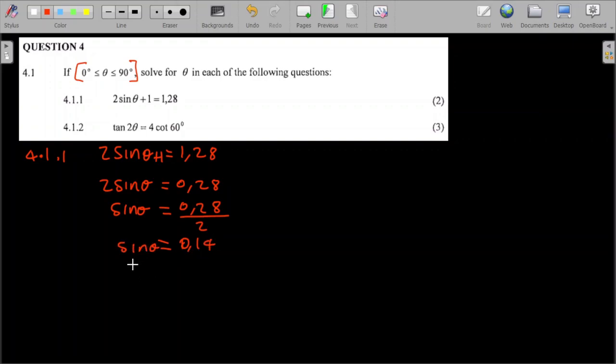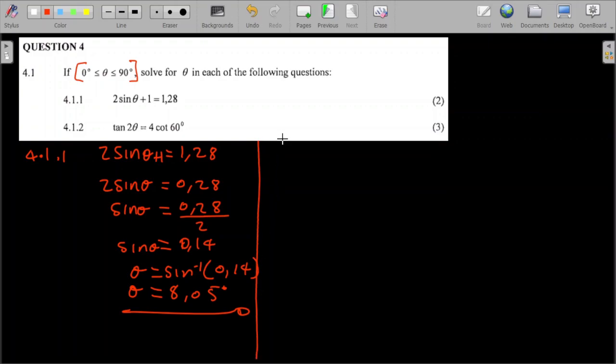And then how do we get theta? Theta is the inverse function of this. So theta is going to be the inverse sine of 0,14, which is going to give me 8,05 degrees. So this is theta based on 4.1.1. Now on 4.1.2, remember we are still calculating theta.